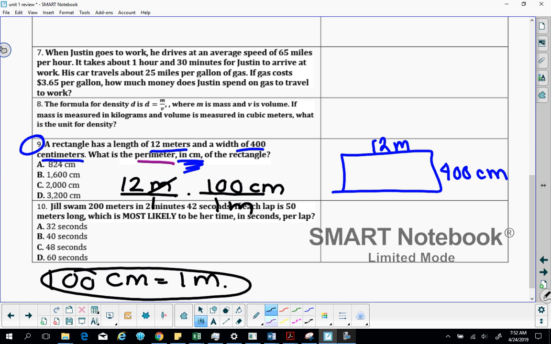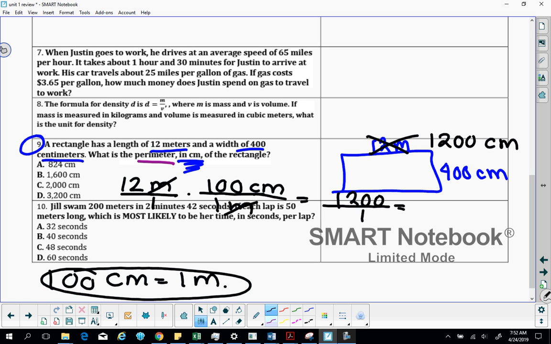Now let's make sure I got the right unit. So I cross out meters and I have centimeters. That's what I want. Then what do I do? I multiply across. So what's 12 times 100? Yep. And then 1 times 1? 1. So this means that this 12 meters I'm going to cross out. It is 1,200 centimeters.